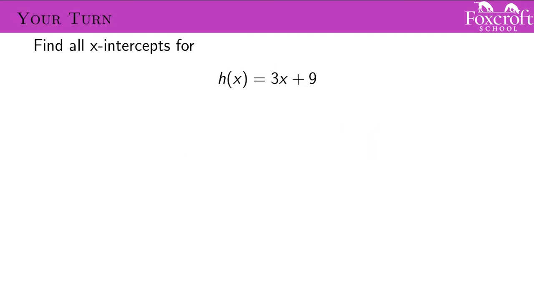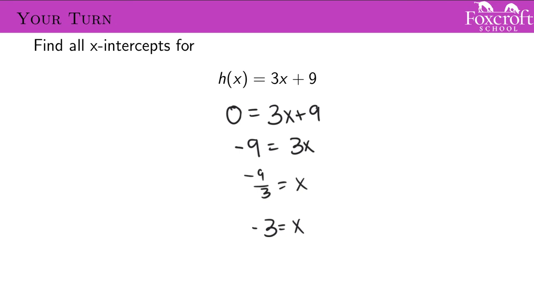All right, so here's your turn to try on your own. Find the x-intercept of this function, h of x. And here's the x-intercept I got. So again, x-intercept: set your equation equal to 0, subtract 9, divide by 3, and when you simplify that fraction, you get -3 as your x-intercept.